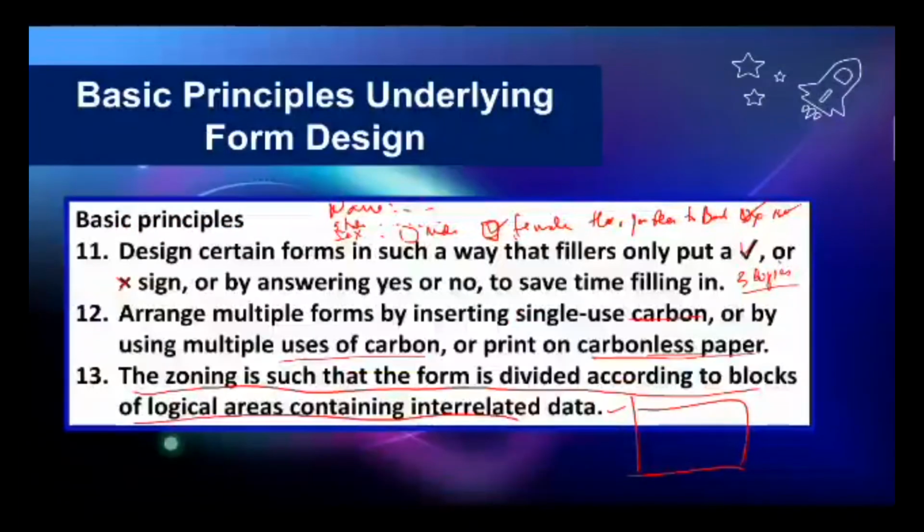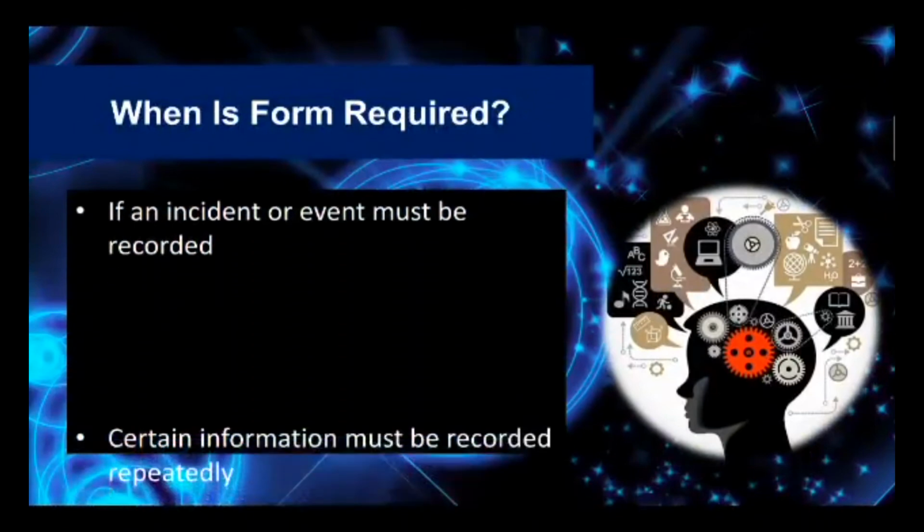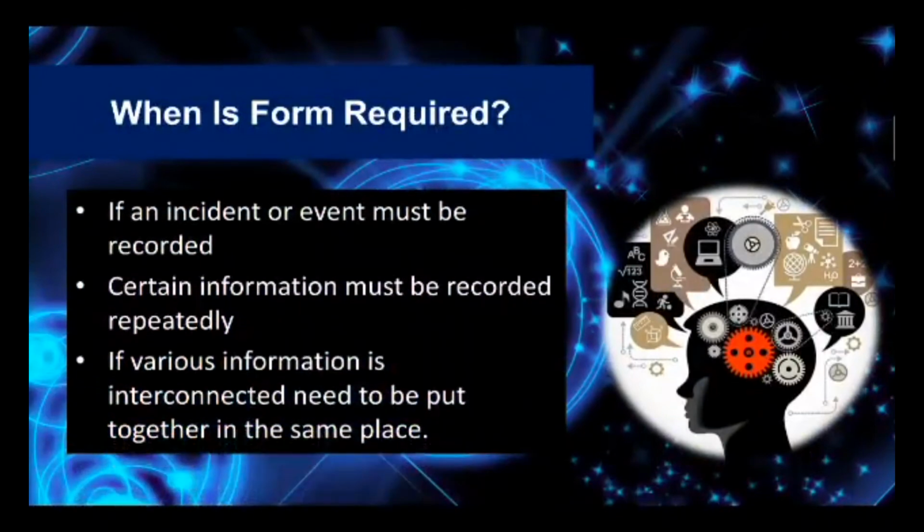Next, what is next? This one, zoning one. And then when is a form required? A form will be required if an incident or an event must be recorded, like an event of a sales transaction, so we need a form to record the sales transaction. Next, we need a form if certain information must be recorded repeatedly.